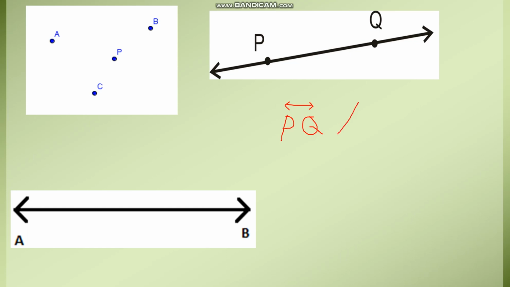Or otherwise you can write it as QP and put the symbol here also, that is line QP. Okay, children, clear? And here it is line AB or line BA. Both are the same. Got it? So we can write AB and write the symbol, and you can draw the symbol of line like this, or BA.